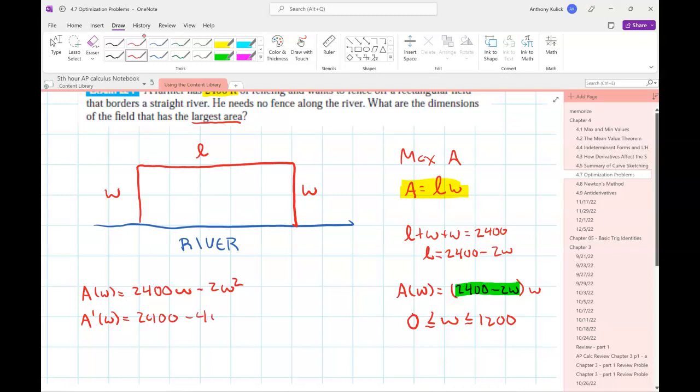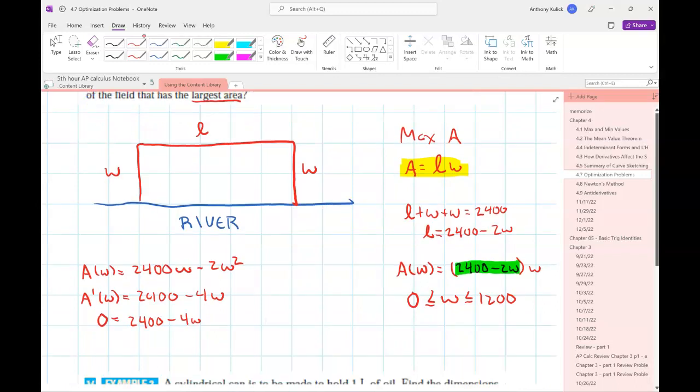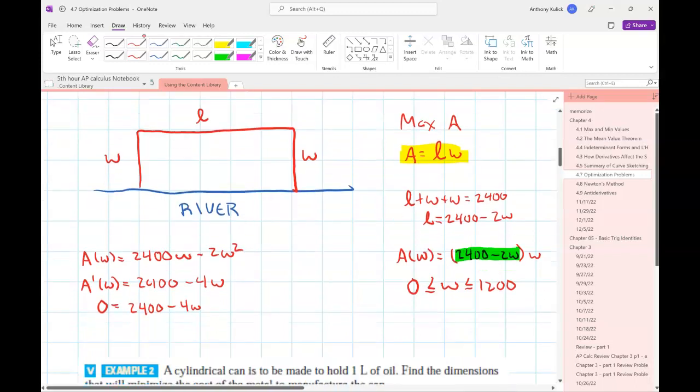Believe it or not, we've done the hard part, guys. So I've done that. I'm going to set this equal to 0. Since it's a polynomial, I know that there's no places where the function can be undefined, so I don't have to worry about any of those critical values. I'll subtract the 2,400 over and then divide by 4.